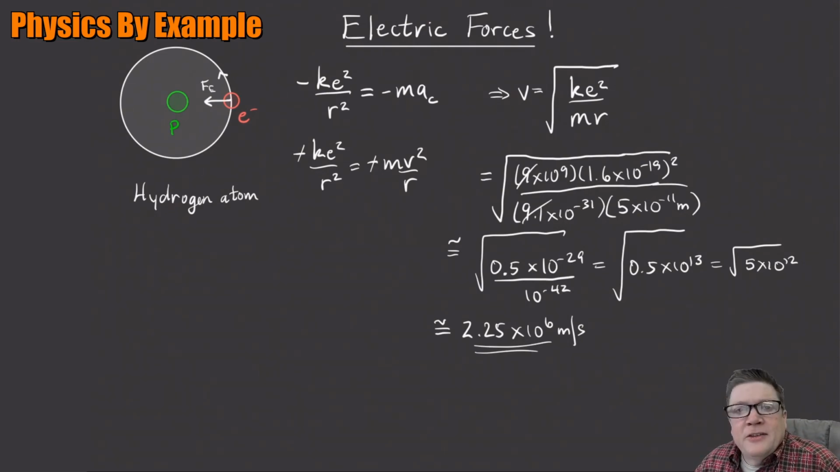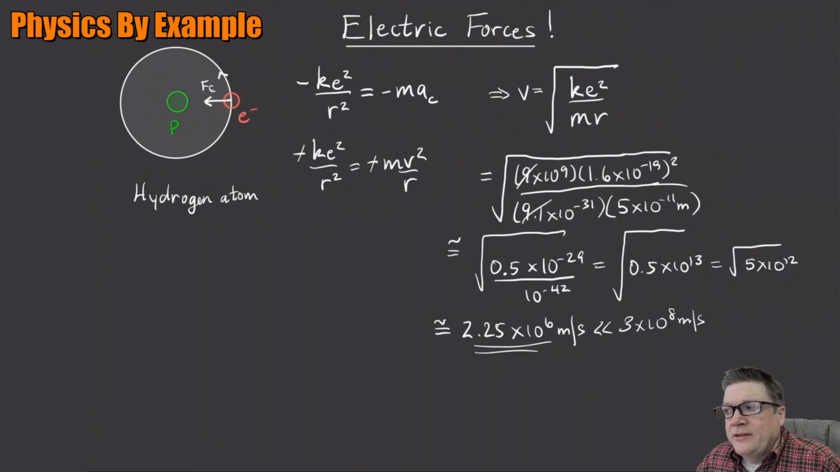So roughly this is going to be the speed of the electron. That's a lot, right? It's over 2 million meters per second. And 1 meter will get you many trips around the proton because this thing is tiny. But it's not the speed of light. This is still way, way less than 3 times 10 to the 8th, that's the speed of light. It's less than 1% of the speed of light.